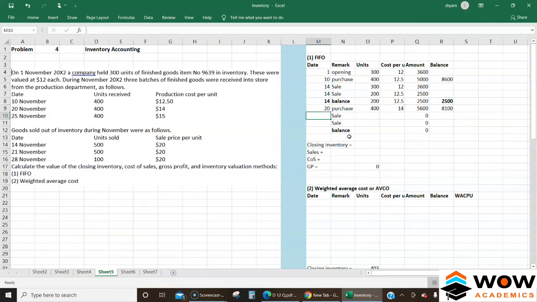On 21, we have sold 500 units. But we can't sell it as a single 500. We have to sell it in two ways. First, we have to sell this 200 units, and then we have to sell 300 units. So the balance after we sell this 500, see this, now this 200 is gone. Out of this 400 we have only 100 left, so we just need to get the 100 left, and this is sold at a price of, okay, and the balance we have is this number. So again, this is our balance.